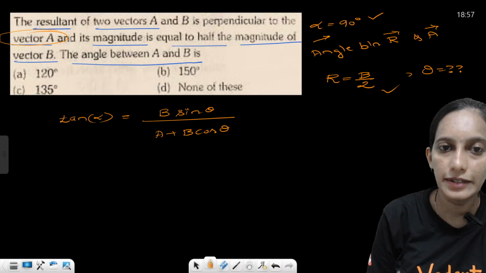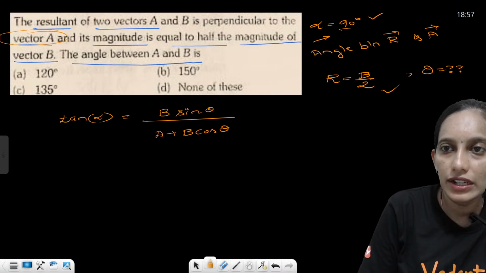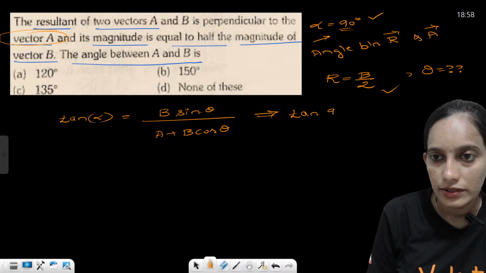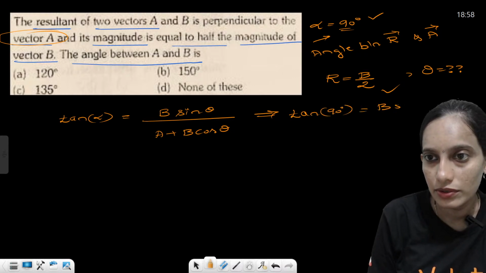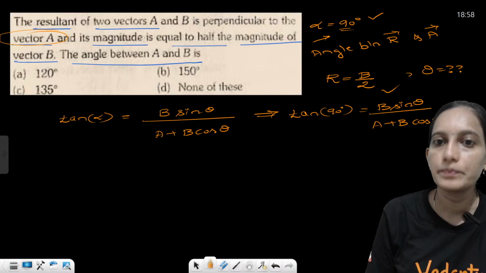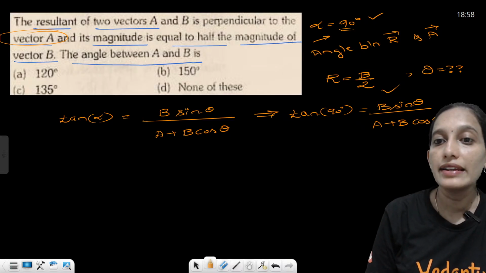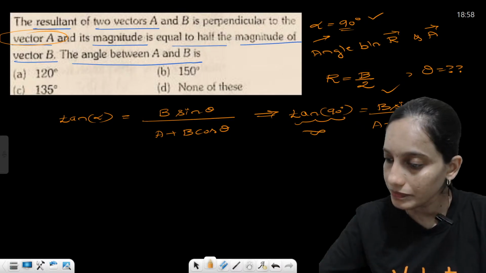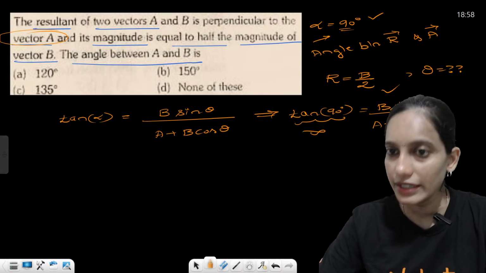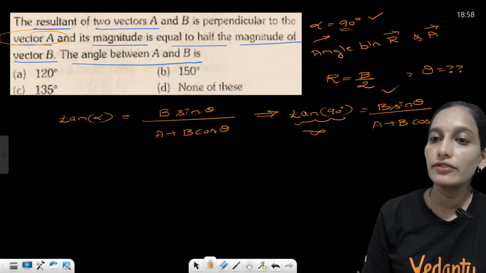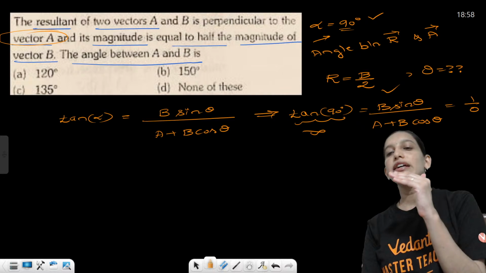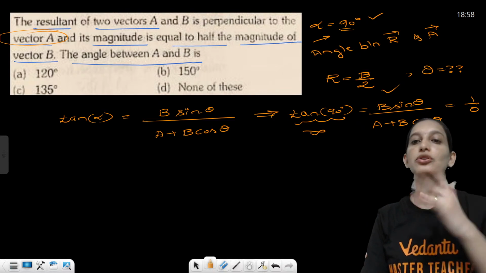Here the tan alpha value is 90 degrees, so let us substitute. Hope you can see this. If I write tan 90 degree is equal to B sin theta by A plus B cos theta. But what is the value of tan 90? Tan 90 degree is infinity, hope you know that. Infinity we can write in the 1 by 0 form. When the denominator is 0, anything divided by 0 gives infinity.